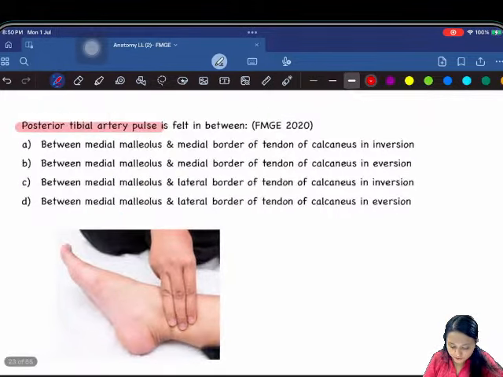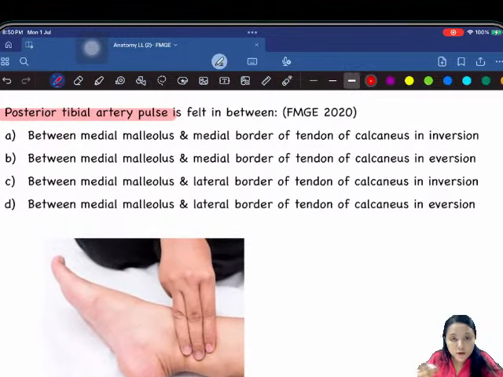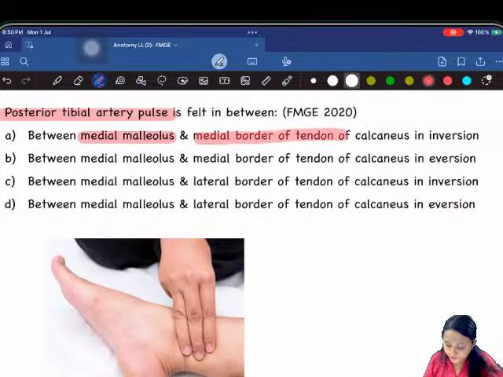So that is the technique of palpating the posterior tibial artery pulse. Now let us come back to this question. The posterior tibial artery pulse is felt in between the medial malleolus, which is one correct answer, and the medial border of the tendoachilles. Three things you have to remember: medial malleolus, medial border of the tendon of the calcaneus, and inversion. In the other options, lateral border is given, and lateral border with inversion.